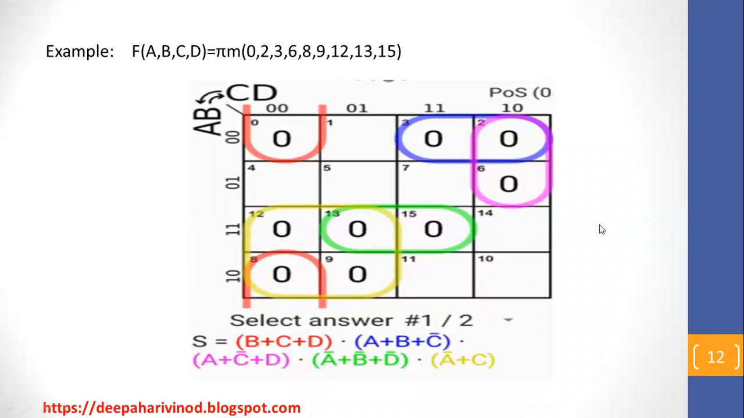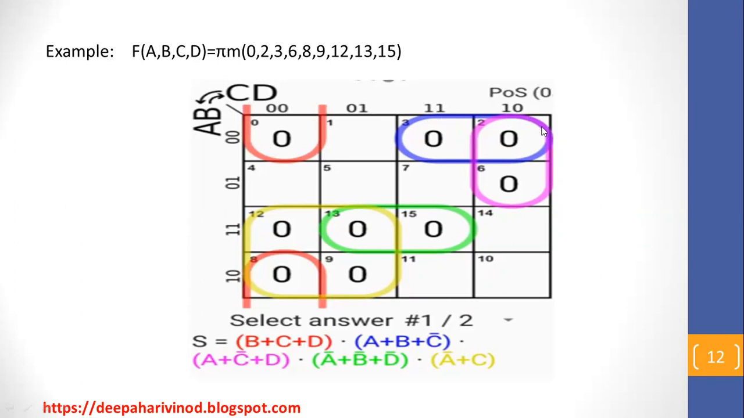And the same way, next group, check it out. I have to include this 0 in the group. For that purpose, I have to group like this. So what will be the equation? Now B bar, 0 is common, so I have to notate it as B, and in case of column wise CD, 0 is common. So I have to notate it as B plus C plus D for this group.